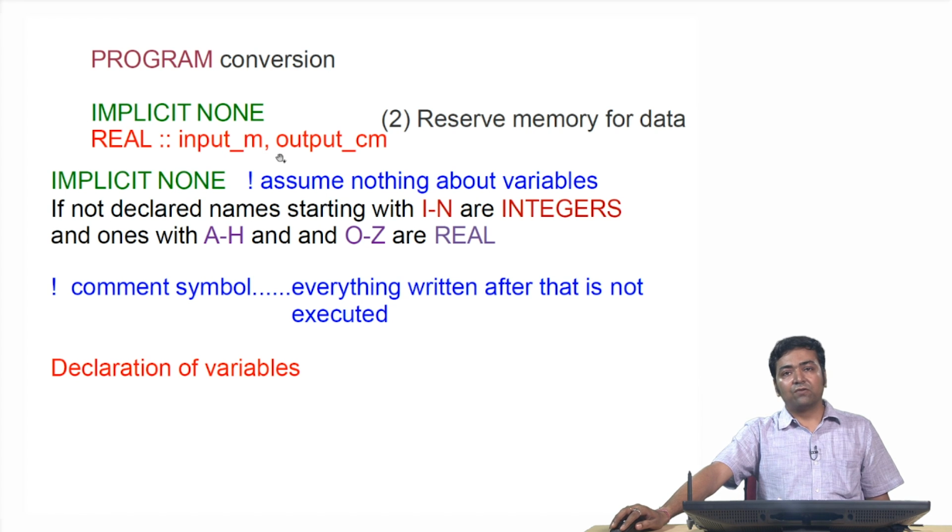Also, one should note that one should choose the variable names wisely, so that they can give us an indication of what information is stored in that variable. For example, the moment I see that this variable name here is input_m, this tells me two crucial pieces of information. One is that this is an input variable, and it stores the number in meters. Similarly, output_centimeters shows me that it is an output variable, and the number is in centimeters.